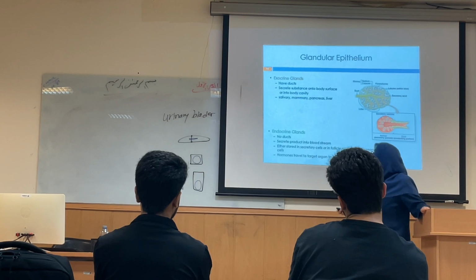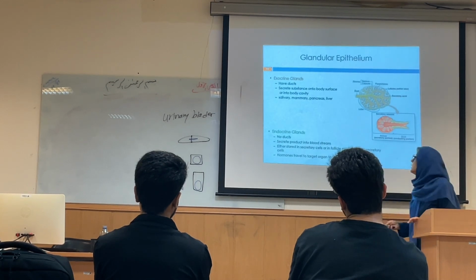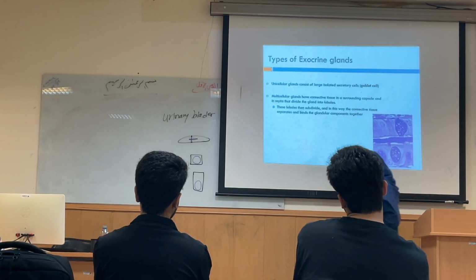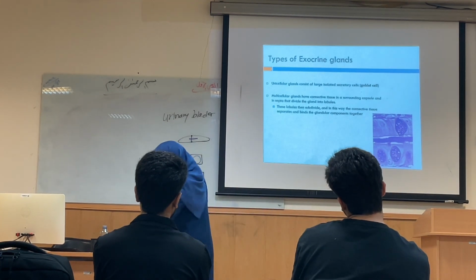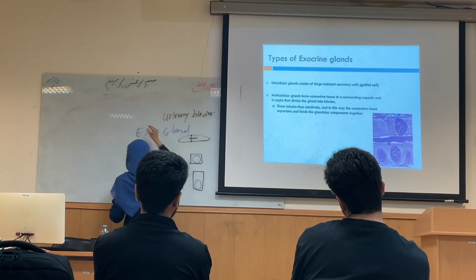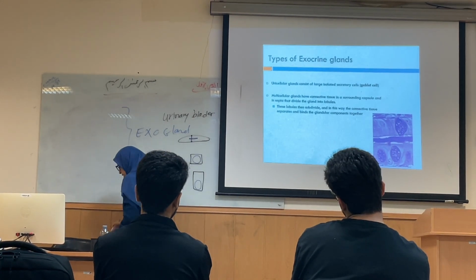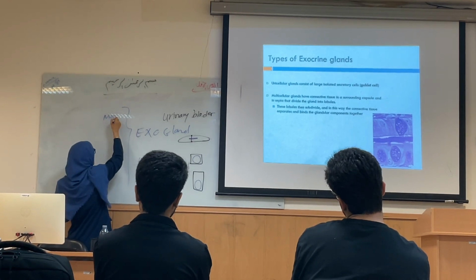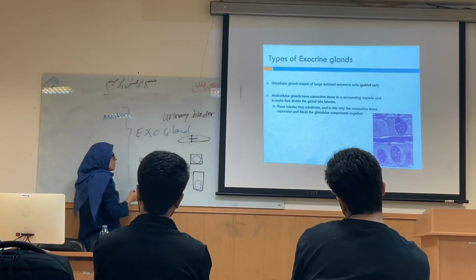These glands have some divisions, and this is the difference between them. The first division is based on their number. The exocrine glands have some classifications. The first one is based on the number of cells in each gland.